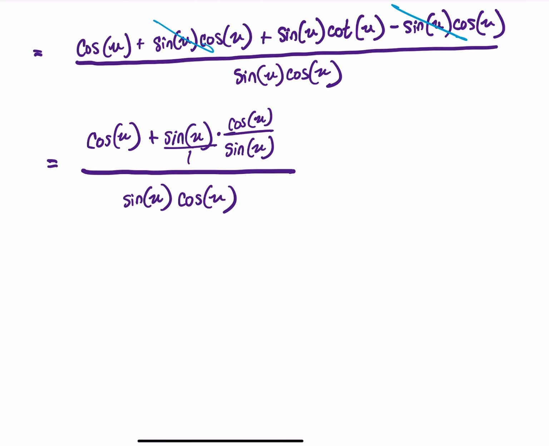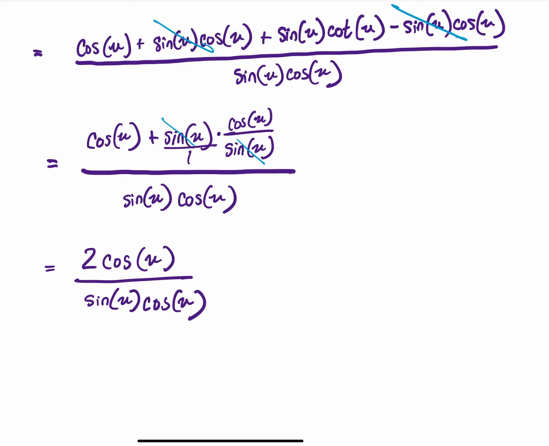So in our numerator, we can cancel these signs. This will just reduce to cosine plus cosine. So we can write that as 2 cosine u over sine u cosine u. And then notice here, this cosine will cancel with this cosine. So we get 2 over the sine of u.